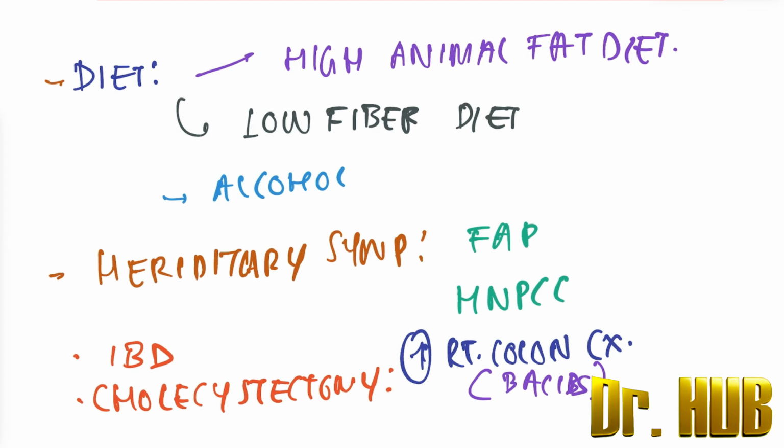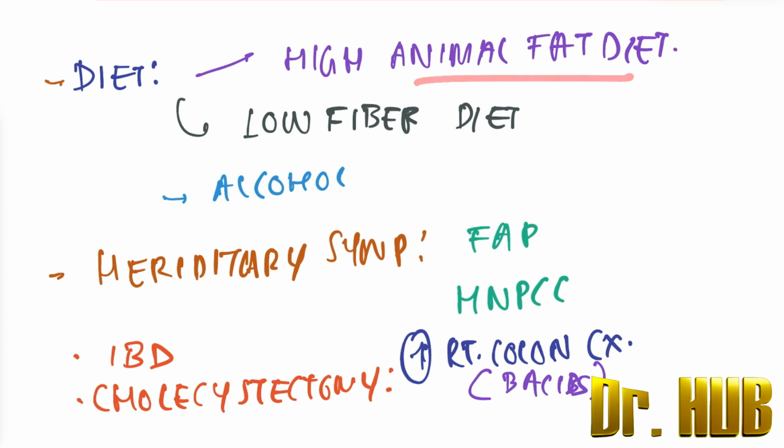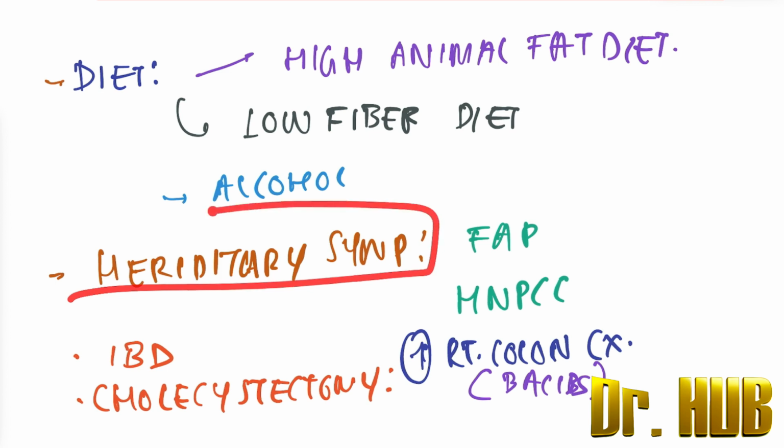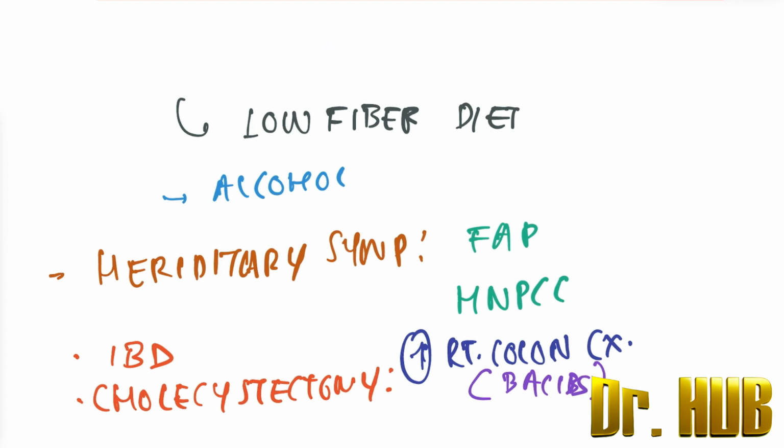So let's recap this. Colorectal cancer risk factors: diet, high animal fat diet and low fiber diet, alcohol. In terms of the hereditary syndromes, there is FAP as well as HNPCC. There is inflammatory bowel disease, and cholecystectomy, which increases the right colon cancer, and this is due to exposure to the bile acids.